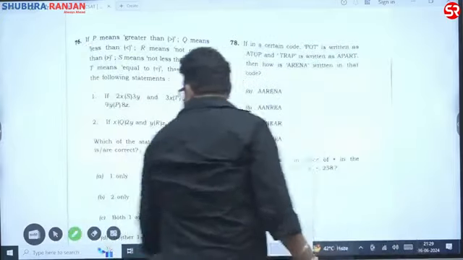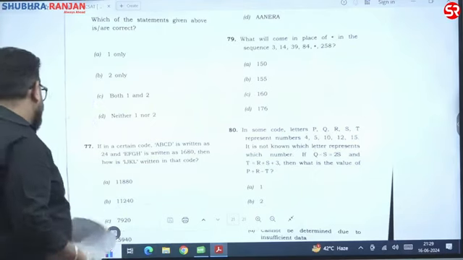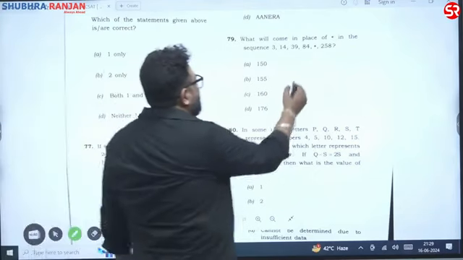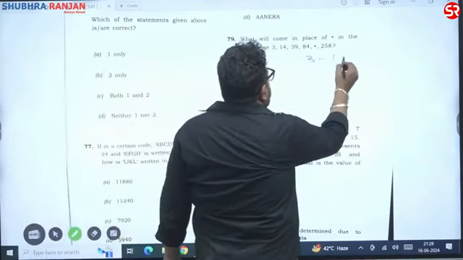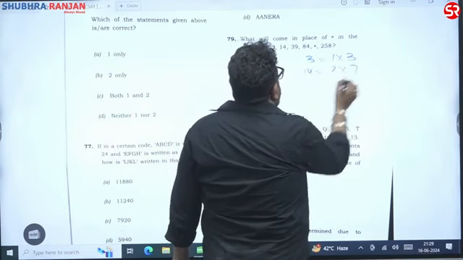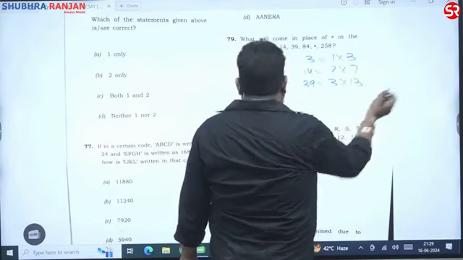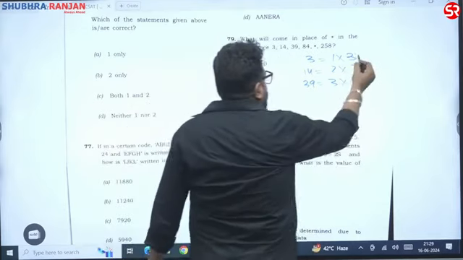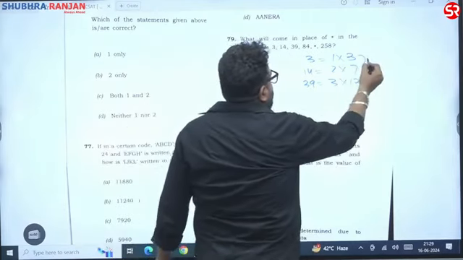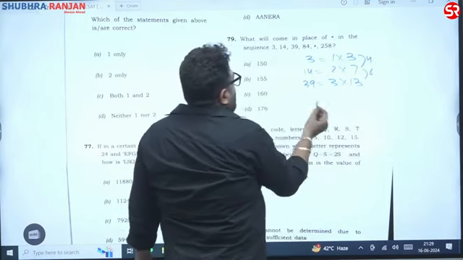Exhaustive, huh? But better than last year, I would say. Then this is a good question. 1 into 3, 14 is 2 into 7, 39 is 3 into 13. So you will see the difference. The difference of 3 and this is 3, and 7 is 4. This is 6. And then it complements.